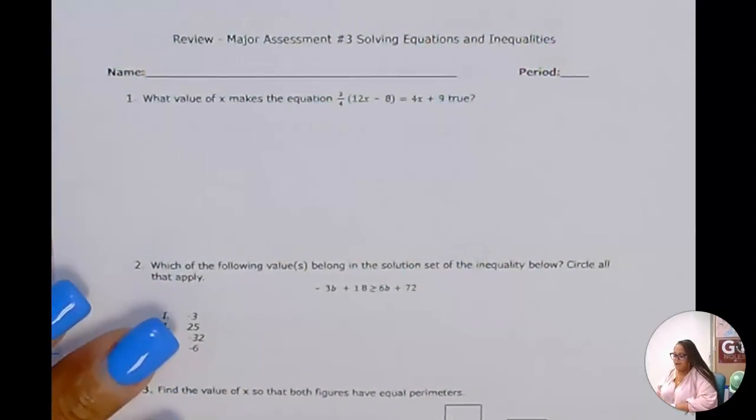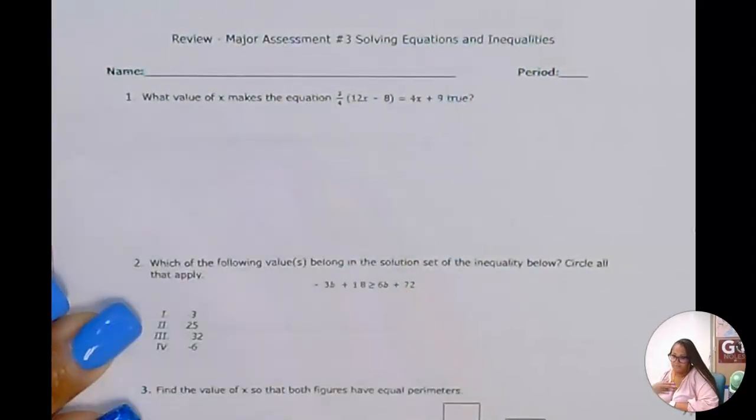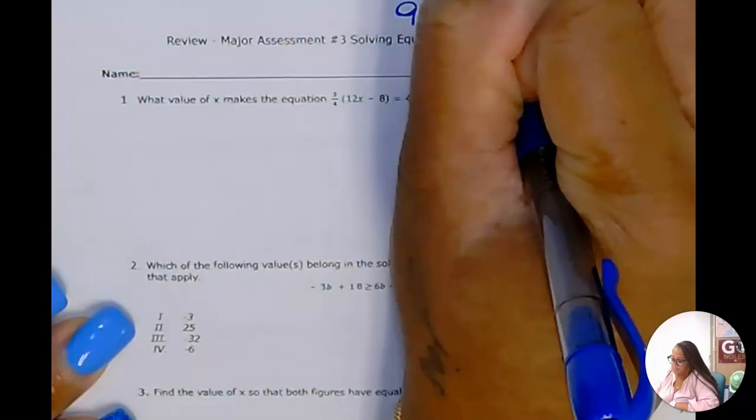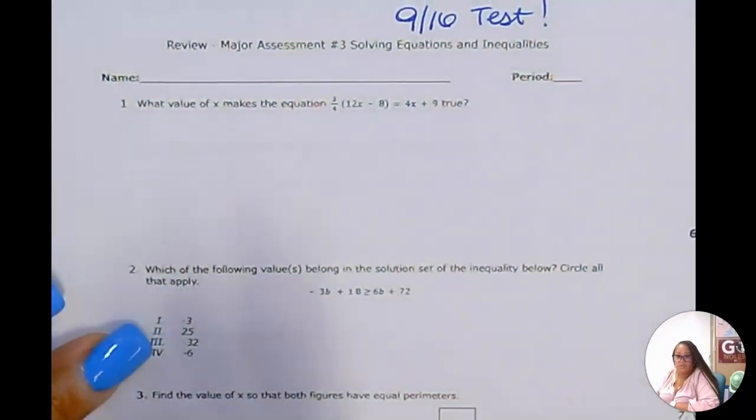All right, hey guys. This is an explanation on how to complete your test review for today. You have a test tomorrow on September 16th. So this is just to help you go through it.